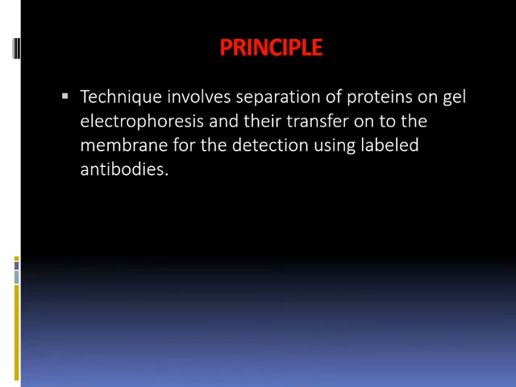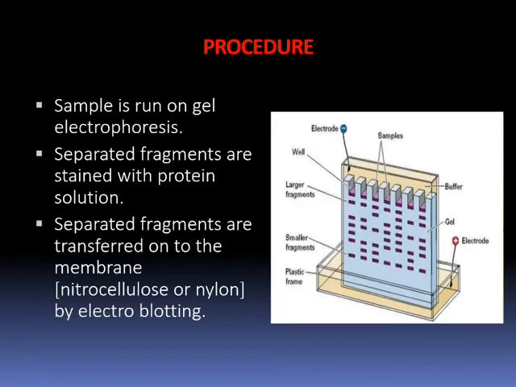Principle: the technique involves separation of proteins on a gel by electrophoresis. The pattern is similar to the other two, and they are transferred to the membrane for detection by using labeled antibodies. Here we are using the antibodies. Procedure: the sample is run in gel electrophoresis. Separated fragments are stained with a protein solution. Separated fragments are transferred onto the membrane, nitrocellulose or nylon, by electroblotting.